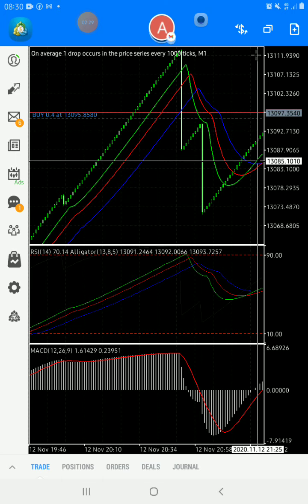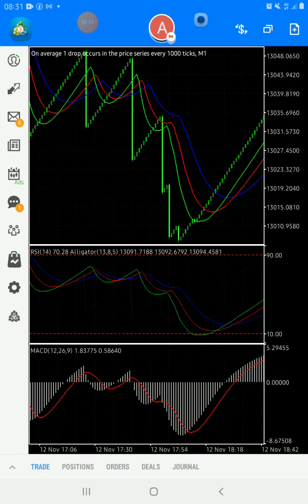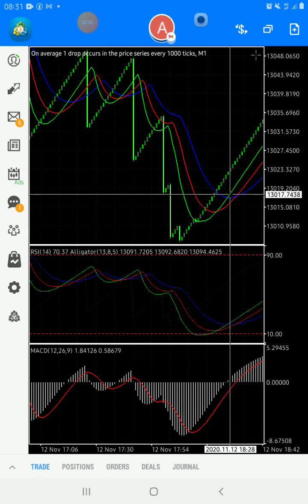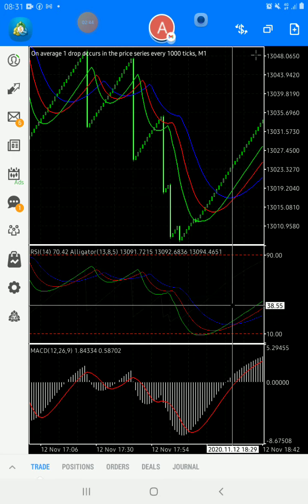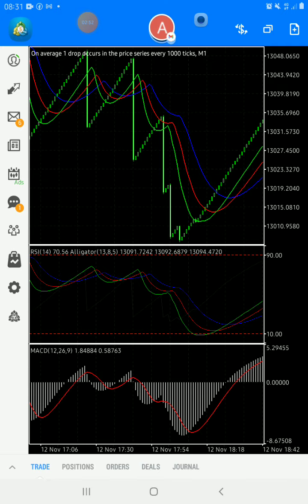You see what's going on. But I would take this trade. Take like 5 to 10 candles. Let me show you another example right here. There was a crossover in the alligator, a crossover at the oversold, and then a crossover on the MACD. So you would take 10 candles before getting out of the market.